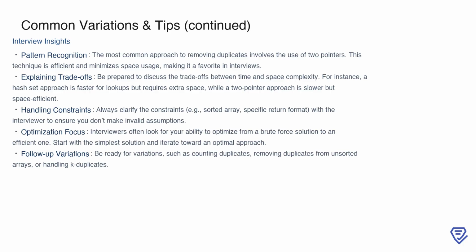In interviews, this problem often tests your ability to recognize patterns and optimize solutions. The two-pointer technique is a favorite here due to its efficiency and minimal space usage. It's important to understand this method well and be able to explain it clearly. Interviewers may also ask you to discuss trade-offs. For example, while a hash set approach allows faster lookups, it uses extra space, whereas the two-pointer technique is more space-efficient but slightly slower in some scenarios. Always clarify constraints with the interviewer, such as whether the array is sorted or if there's a specific return format. This helps ensure you don't make incorrect assumptions.